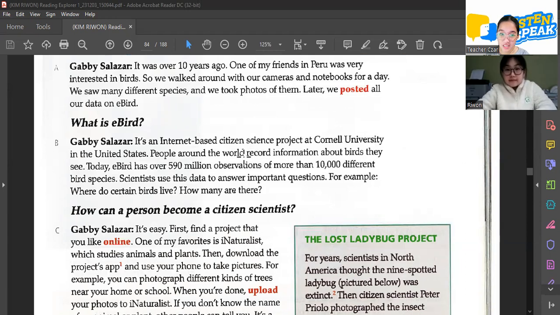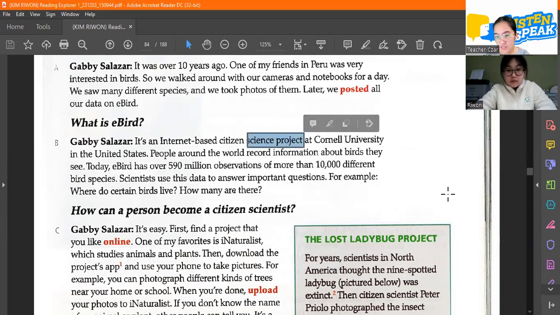Okay, so eBird is like a page on the internet where it is all about birds. It is a science project at Cornell University in the United States. In this one, you can post or ask questions to other people about the different birds and where they live. Now it is like a dictionary about birds.